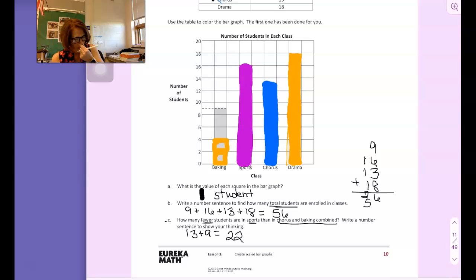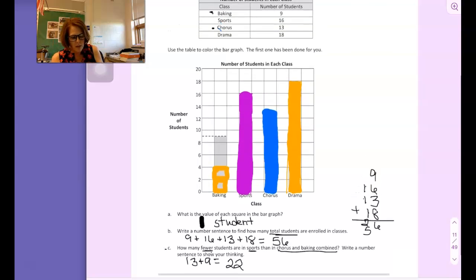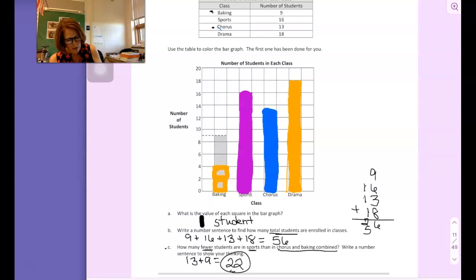22. Now, we want to know how many fewer students are in sports. So now we're going to take our 22 from our total of chorus and baking and subtract, because fewer means we're taking away. 22 minus 16 in sports gives us 6 fewer students.